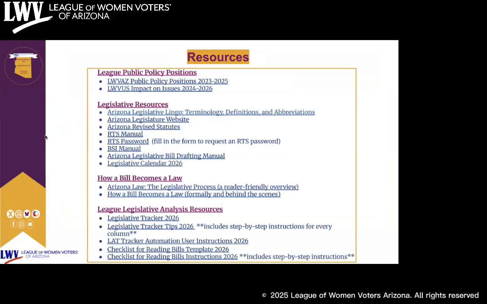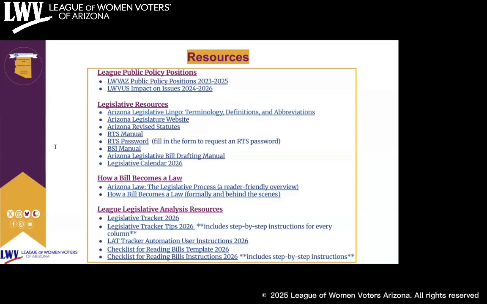Okay, so that slide, which when you get a PDF of the slides, and there won't be many slides, these will all be live links, but it's broken up by the public policy positions. And for those of you who are new to this, we usually look first to the AZ public policy positions, but if we don't have one or if it's not very robust, then we can look to the US public policy positions, which is the impact on issues. We can work with either one of those.